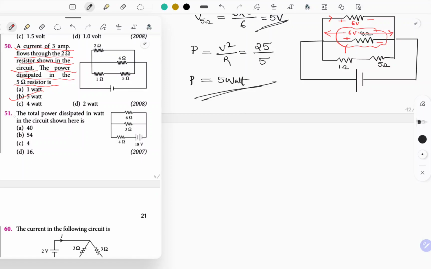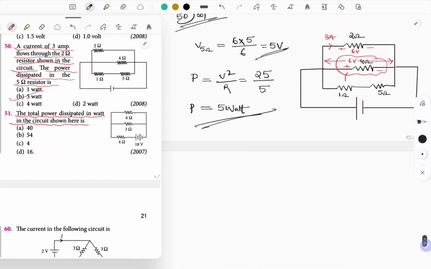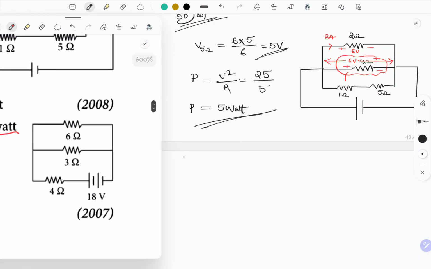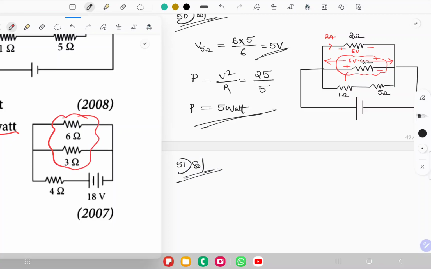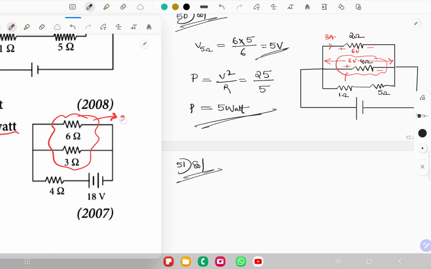Question number 51, they're asking the total power dissipated in watt in the circuit. Just observe the circuit here itself. These two resistors look like they are connected in parallel. When two resistors, 3 and 6 ohm, are connected in parallel, what's going to be the equivalent resistance? Equivalent resistance of these two is going to be 2.